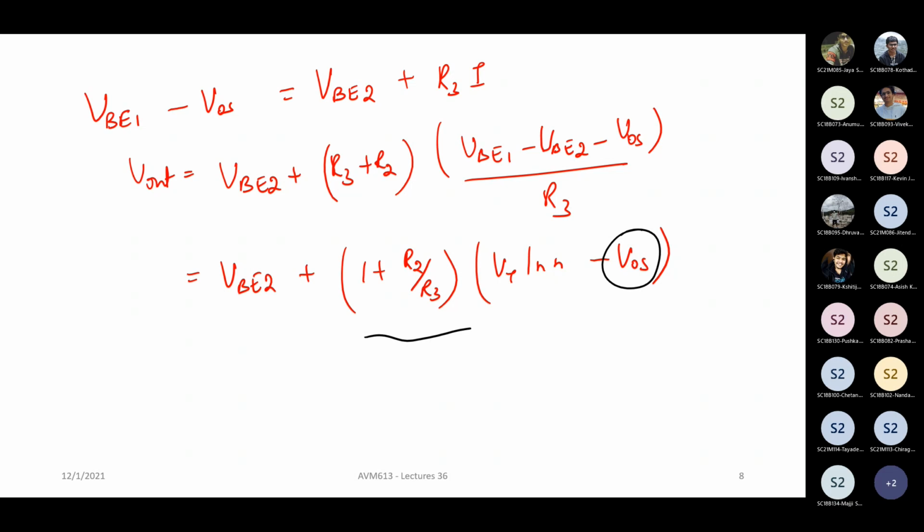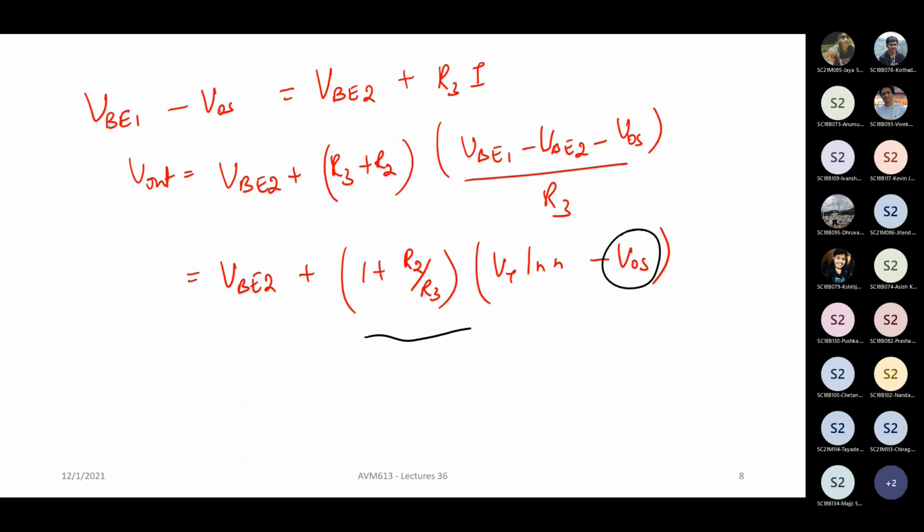This is because of the multiplication of the offset voltage with this 1 plus R2 by R3 term. So the offset of the op amp is a very serious thing, and many times this offset itself can be a temperature dependent offset or a process dependent offset. If it is a temperature dependent offset, it complicates things even further.